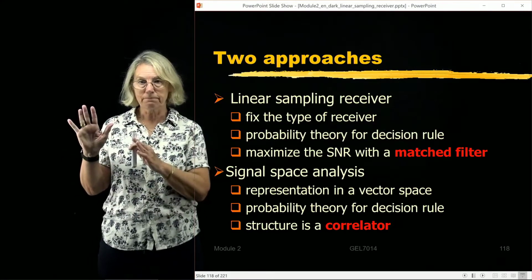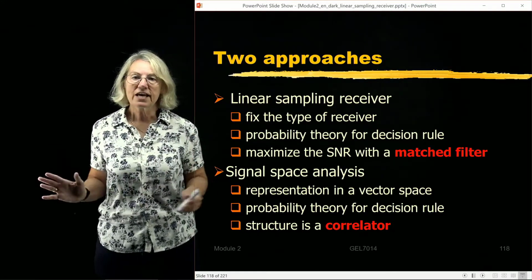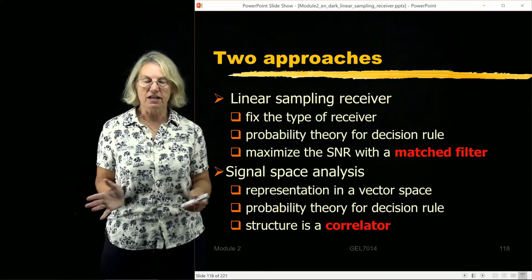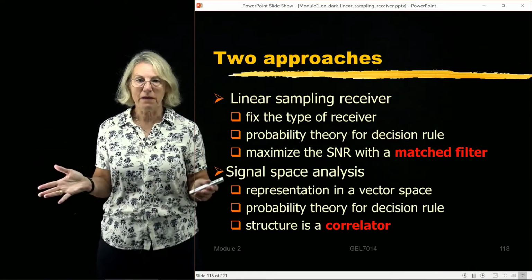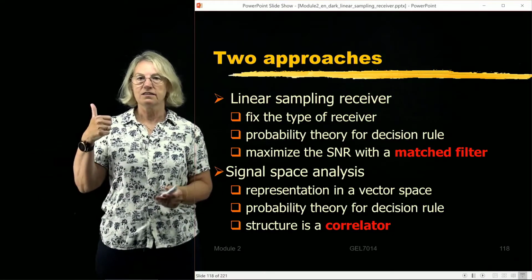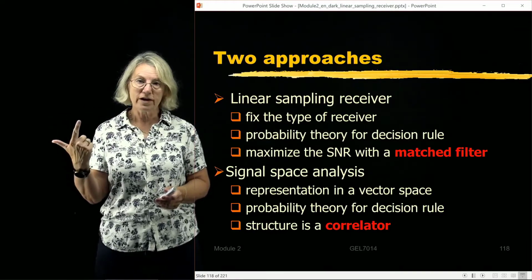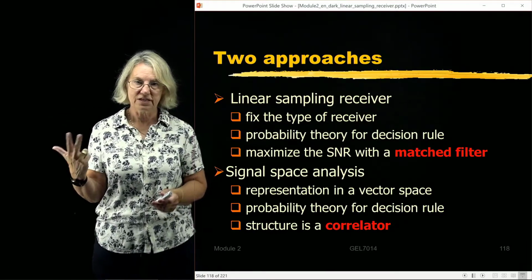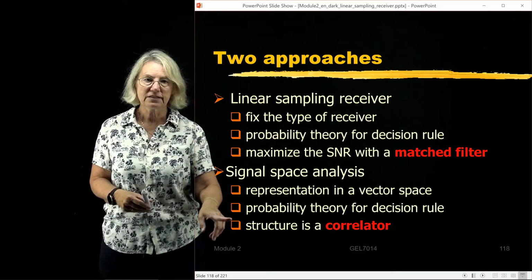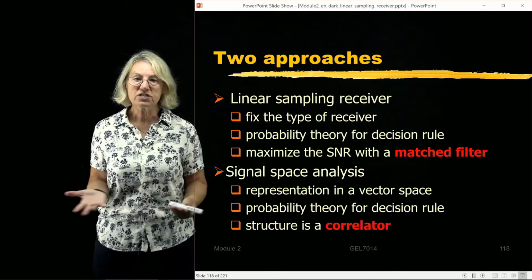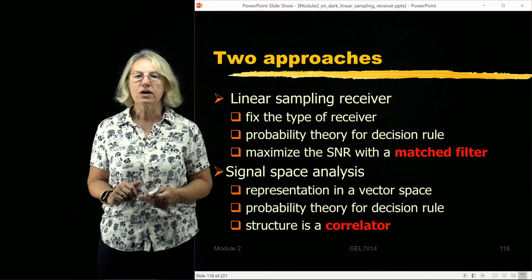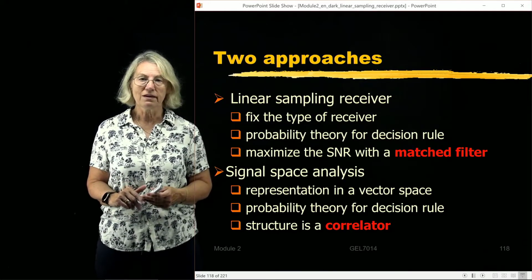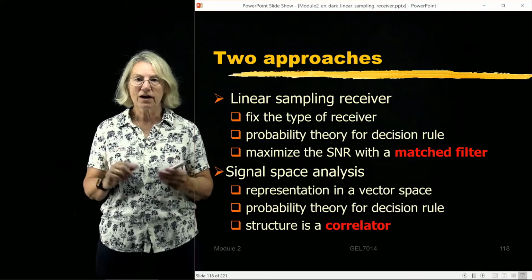That was approach one. Approach two was to instead introduce the idea of signal space analysis. In signal space analysis, we used a vector space to represent the symbol transmitted, the noise, and the signal received. We used the same probability theory to come up with a decision rule. But in this case, we came up with a structure which is a correlator. And what do I mean by a correlator? I'll be explaining that.